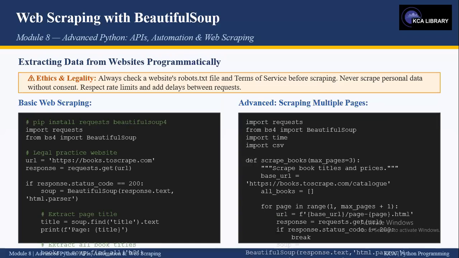Web scraping with Beautiful Soup. Web scraping is the process of programmatically extracting data from websites. It is used when a website does not provide a formal API. Python's requests library fetches the HTML content of a page, and Beautiful Soup parses that HTML to locate specific elements.